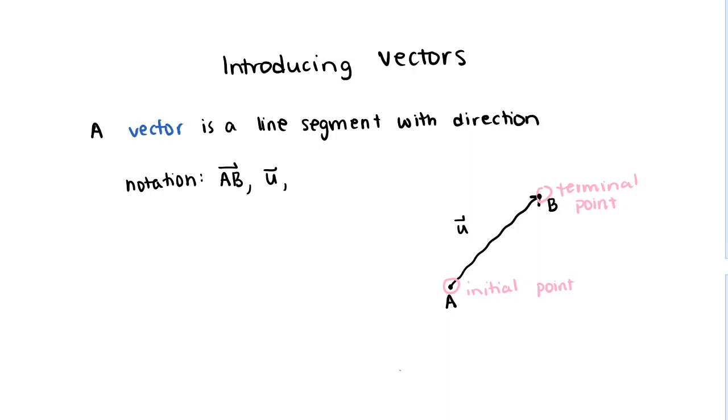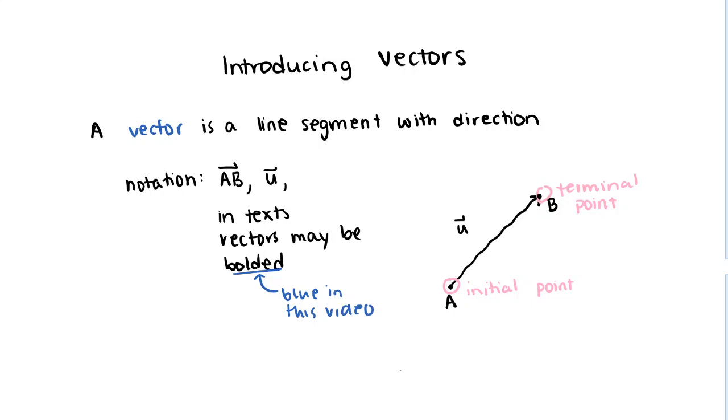I can't really use boldface notation with my tablet, so instead of boldface I'm going to use blue. In text, vectors may be bolded, but in this video, instead of bolding, I'm just going to use blue. So instead of labeling our vector with u and an arrow above it, I might just call it u, but I'll try to use blue to denote I'm talking about a vector.